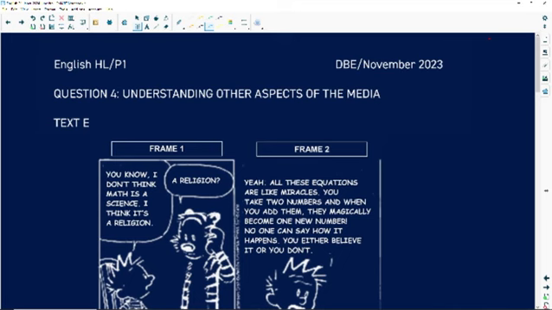We are looking at English home language and how to prepare for paper 1. And we're going to look at question 4, which is the cartoon question. So here is an example from the November 2023 paper.